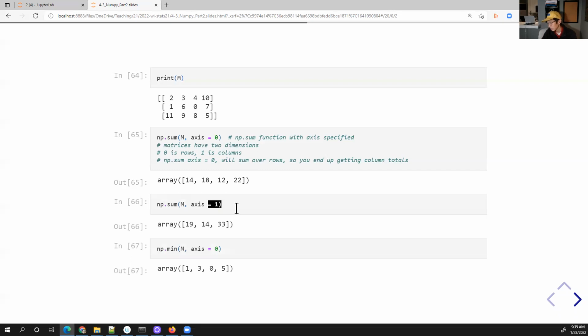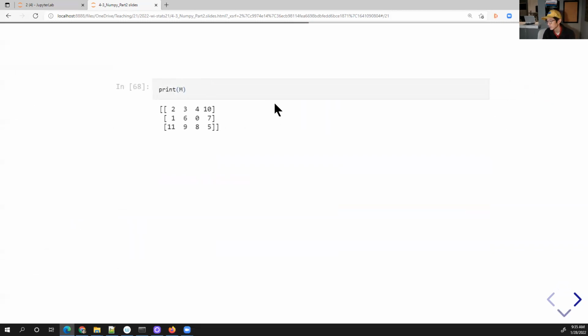Okay, and then similarly, you can find column-wise minimums and column-wise maximums, or row-wise minimums. Any of these aggregate functions, finding the sum or the min or the max, you can also apply the axis argument. Otherwise, it's going to find the sum of all the elements, or the minimum of all the elements, or the maximum of all of the elements.